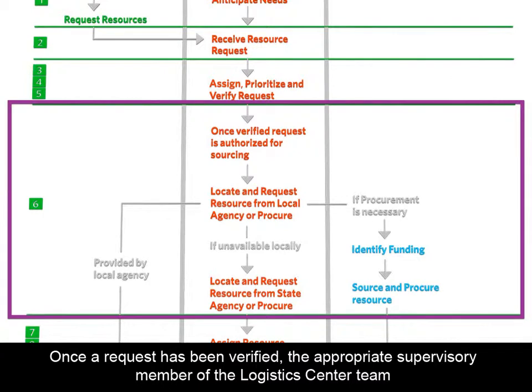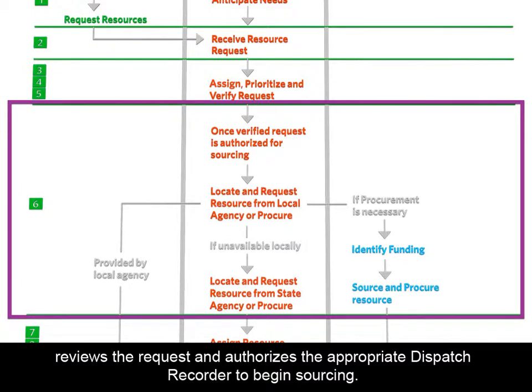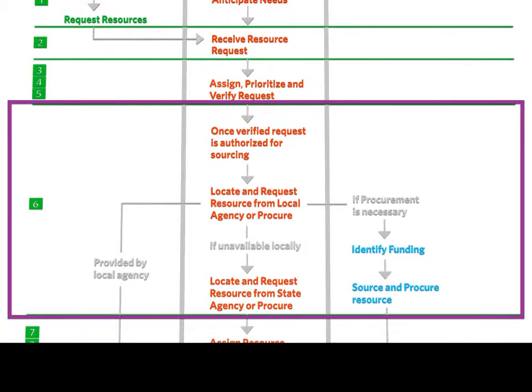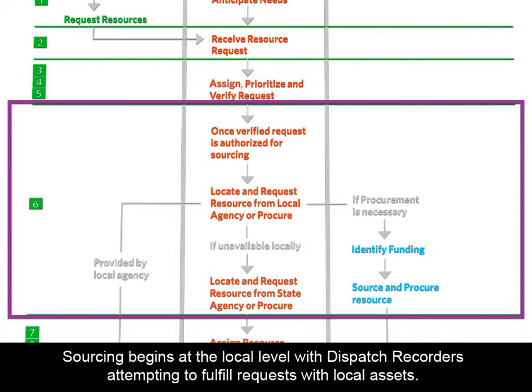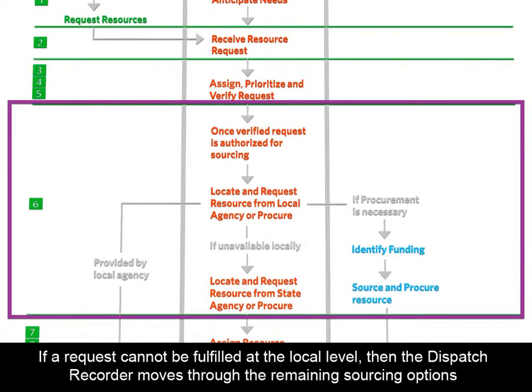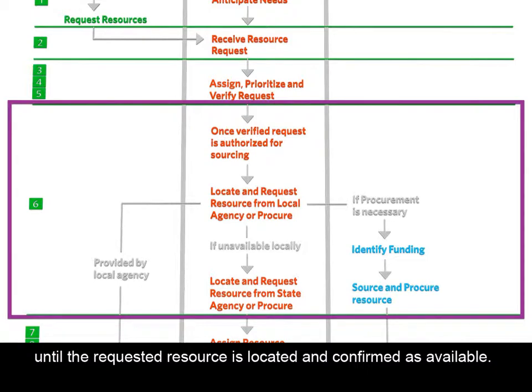Once a request has been verified, the appropriate supervisory member of the Logistics Center team reviews the request and authorizes the appropriate dispatch recorder to begin sourcing. Sourcing begins at the local level, with dispatch recorders attempting to fulfill requests with local assets. If a request cannot be fulfilled at the local level, then the dispatch recorder moves through the remaining sourcing options until the requested resource is located and confirmed as available.